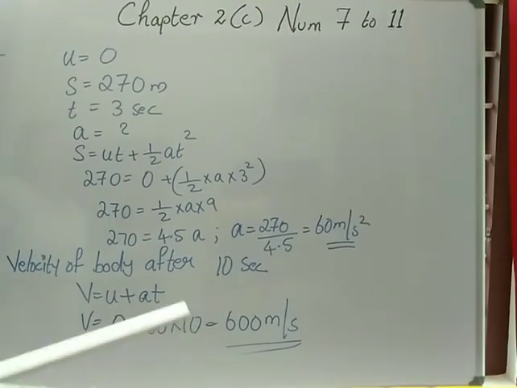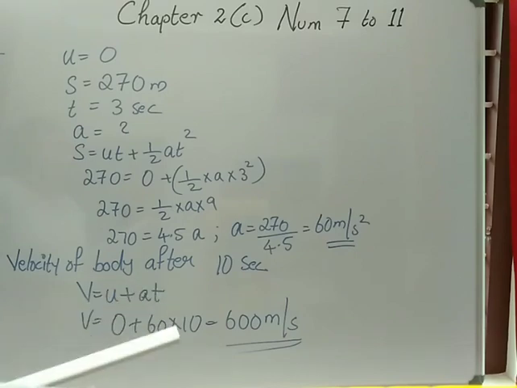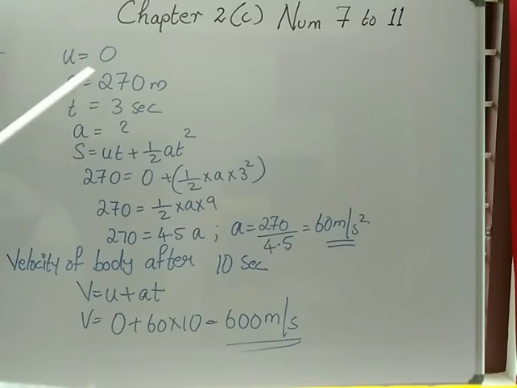So our last question in this video, question number 11. A body moves from rest, so initial velocity u is equal to 0, with a uniform acceleration and travels 270 meter in 3 seconds. Find the velocity of the body at 10 seconds after the start. You are asked to calculate the velocity of the body after 10 seconds. Initially it was at rest; after 10 seconds, what will be its velocity?